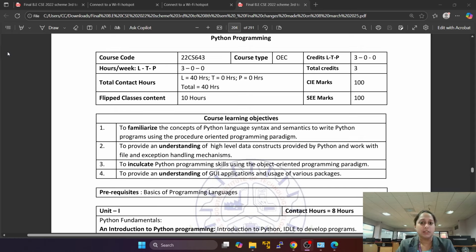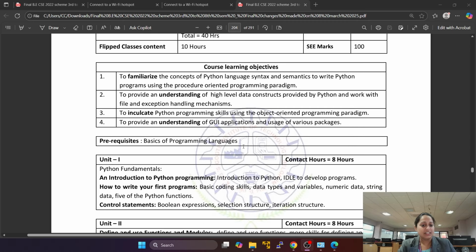So I'll be taking Python programming. The subject code is 22CS643, and this is a 3 credit course. That means you will have only the theory concepts, not any practical concepts. This is an open elective basically. The total is 40 hours, and you will have 10 marks for the flipped class, and CIE marks are 100 and SEE is 100. As you can see here, you should have some programming language knowledge.